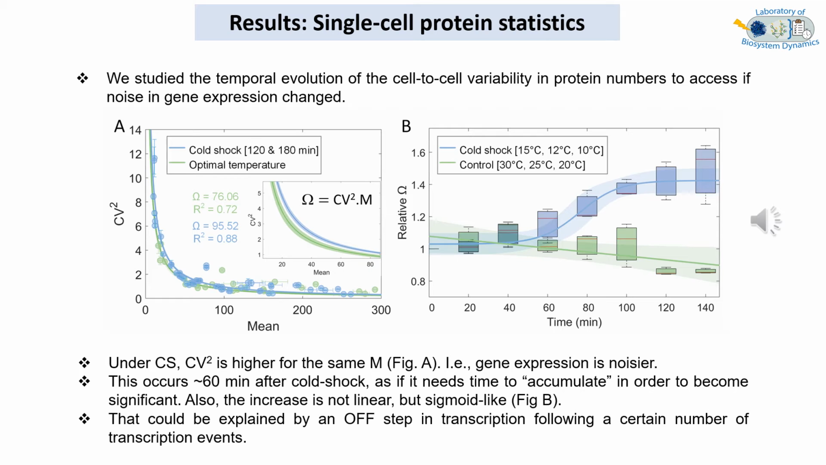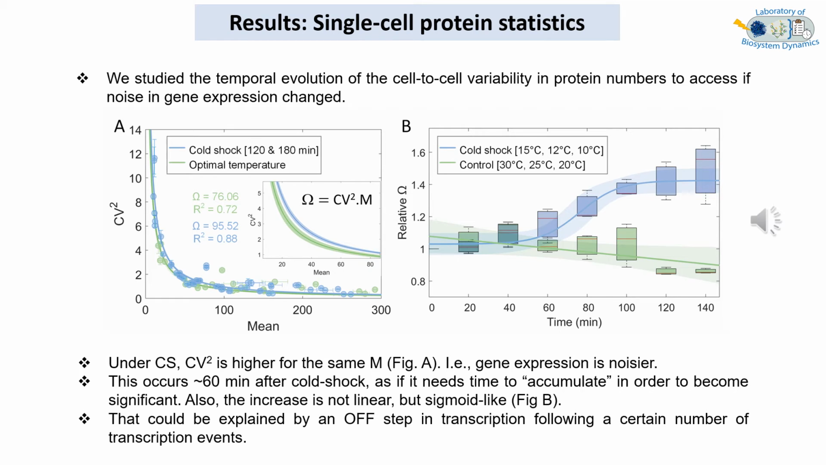Then we selected 6 proteins and asked ourselves, how did this change in cell-to-cell variability occur over time? Was it instantaneous? How did this happen? And we plotted it over the 140 minutes, starting from when applying the cold shock. In the control, once again, we only used temperatures of 30, 25, and 20 degrees, while for cold shock, we used 15 and lower degrees.